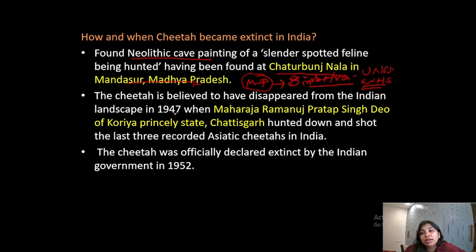Next, it is believed that by 1947, Maharaja Ramanuj Pratap Singh Deo of the Koriya princely state in Chhattisgarh shot down the last recorded Asiatic cheetahs. By 1947 this incident took place, and they disappeared from the wild. Then the Government of India officially declared them extinct in 1952.